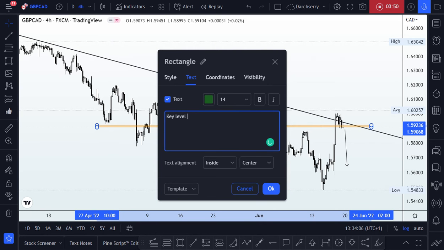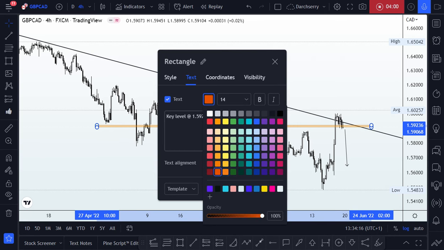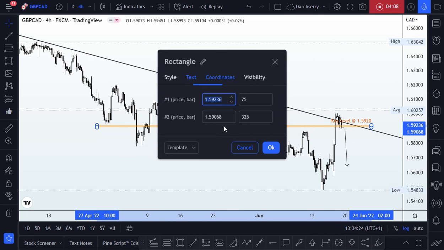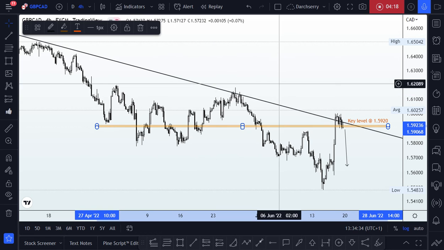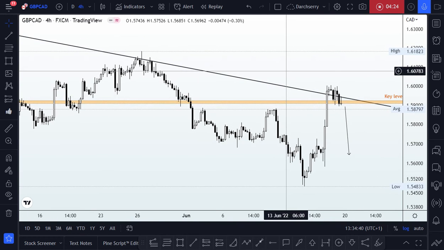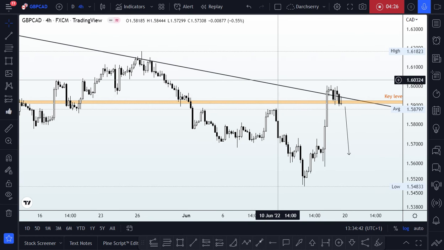So let's label it key level at 1.59200. Let's place it at the top on the right hand side of our screen. So we'll definitely have something like this. With a key level sitting at 1.59200, we want to be using this area as our yardstick going into the new week.